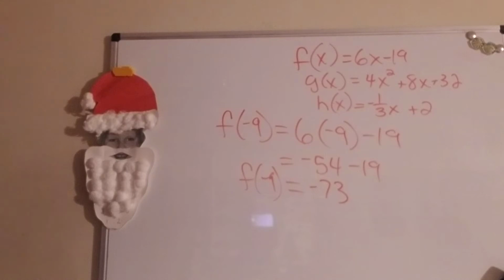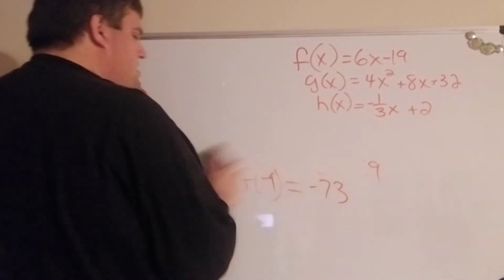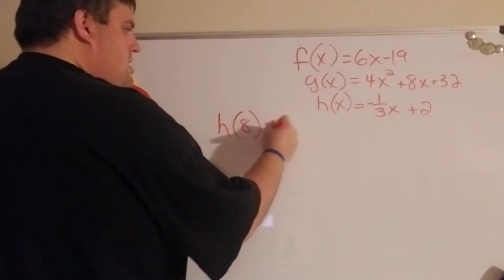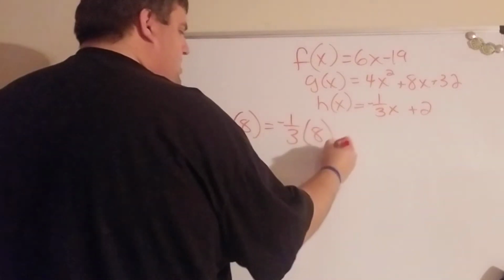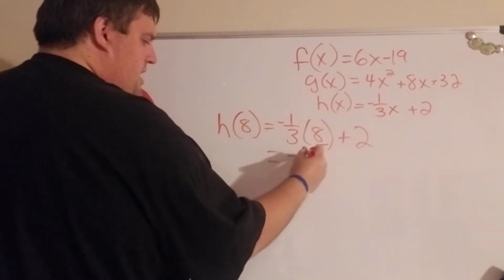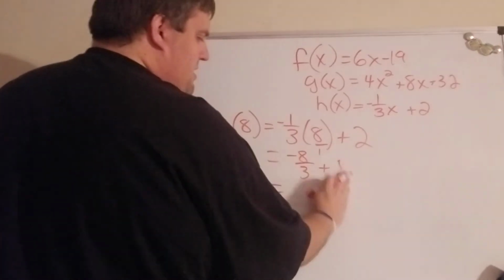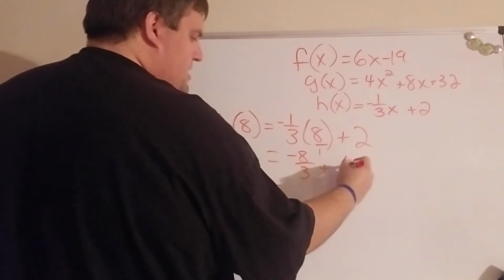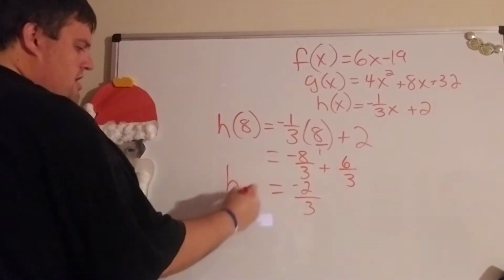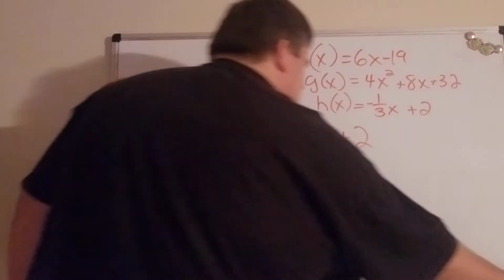And then number 3, they wanted h of 8. So we're going to go h, negative 1/3 times 8 plus 2. Remember, if I got a fraction, I can go straight across. So negative 1 times 8, 3 times 1. And then if I want to add those, I would just make this common denominator. So 2 as thirds would be 6/3. Negative 8 plus 6 is negative 2. Keep the denominator. That's going to be h of 8 is negative 2/3. Awesome. All right.